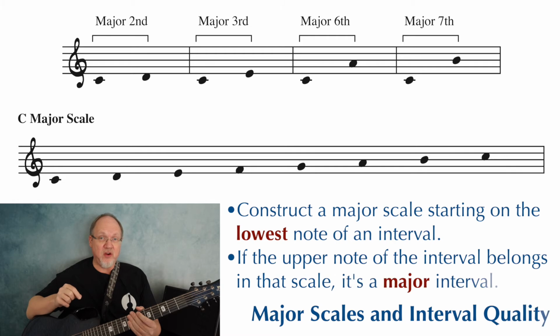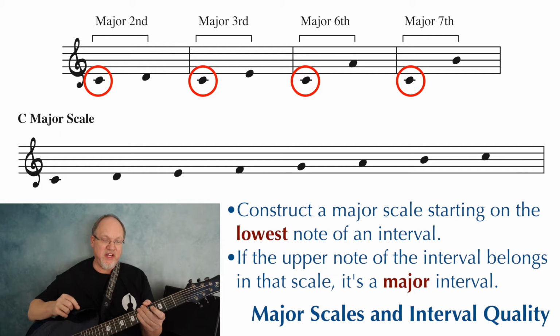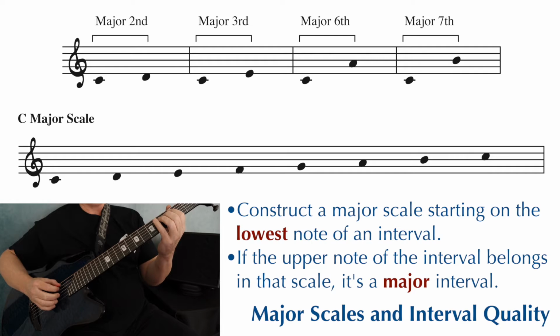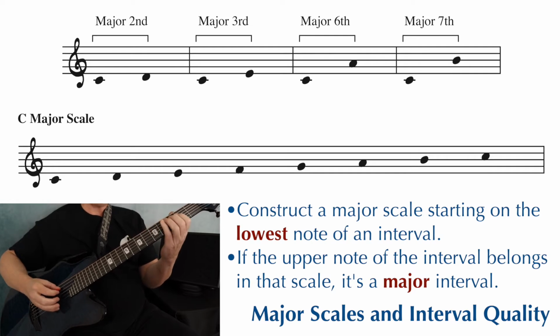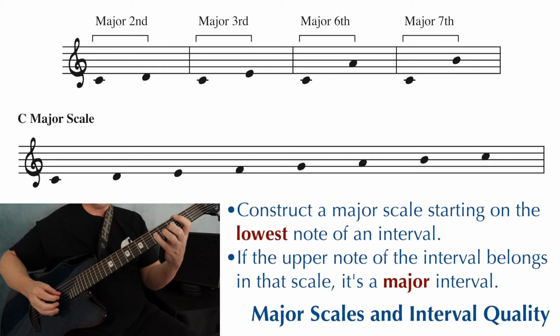Pretend the lowest note of the interval is the beginning of a major scale. If the upper note is part of that major scale, it's a major interval. C is the lowest note in each of these intervals, and in this case, the upper note of each interval does belong to a C major scale, so these are all going to be major intervals. So here's your C scale: C, D, E, F, G, A, B, C.